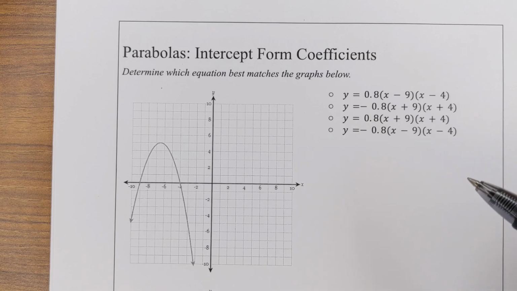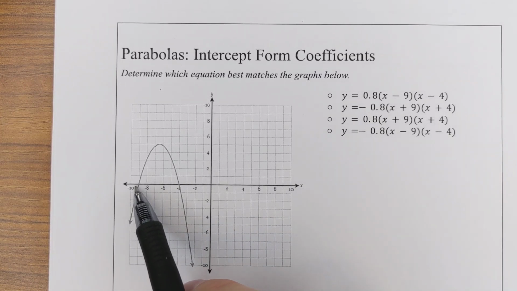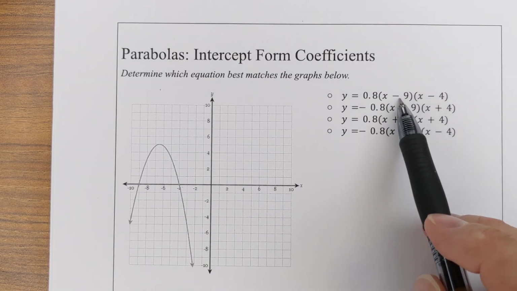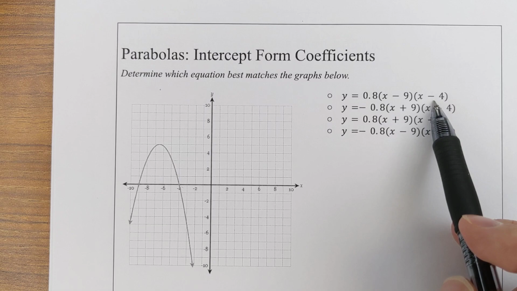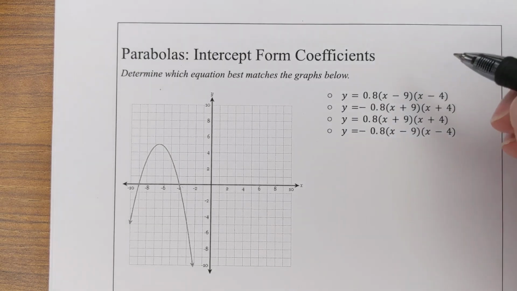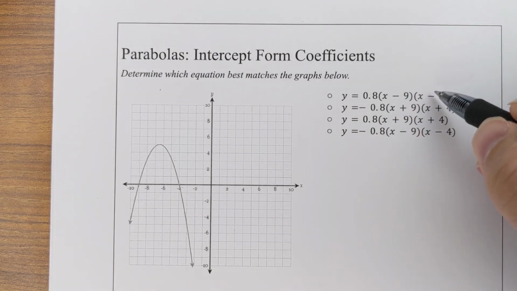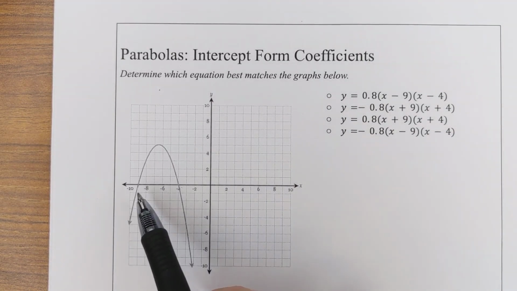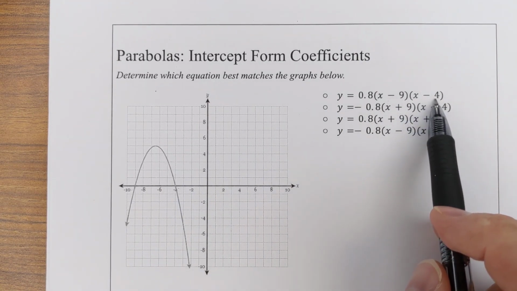Okay, so intercept form coefficients and stuff like that. So once again, our a value is up or down. Their intercepts here, the trick is that where the graph crosses the x-axis will actually be the opposites of the numbers inside the parentheses with the x's. Because when you solve these, for example, this would become x equals 9, x equals 4, which would be over here. But the trick is find your intercepts and look for the opposites over here.